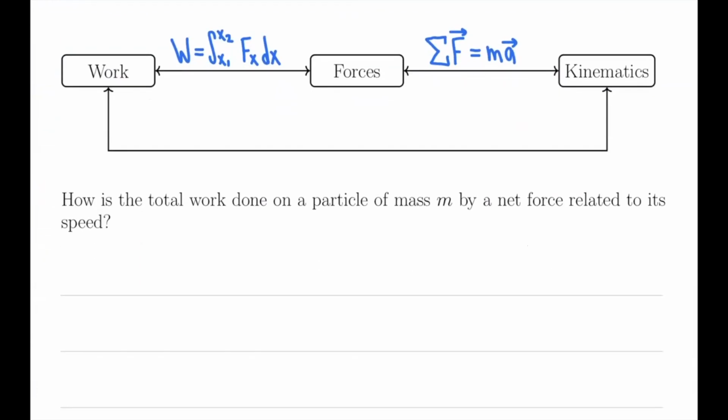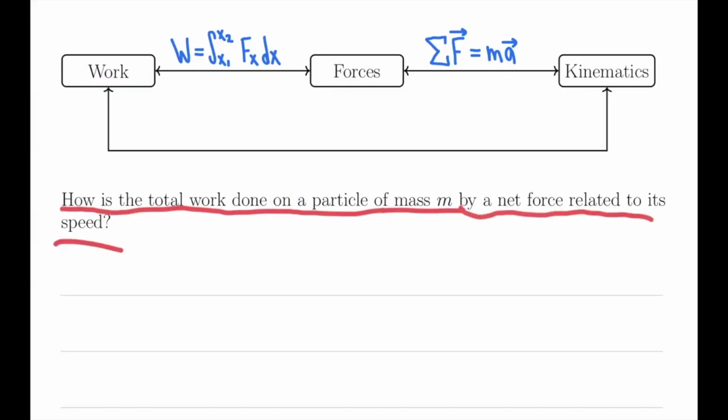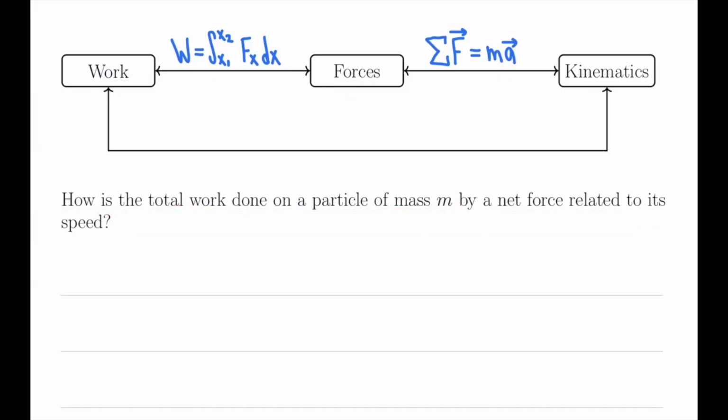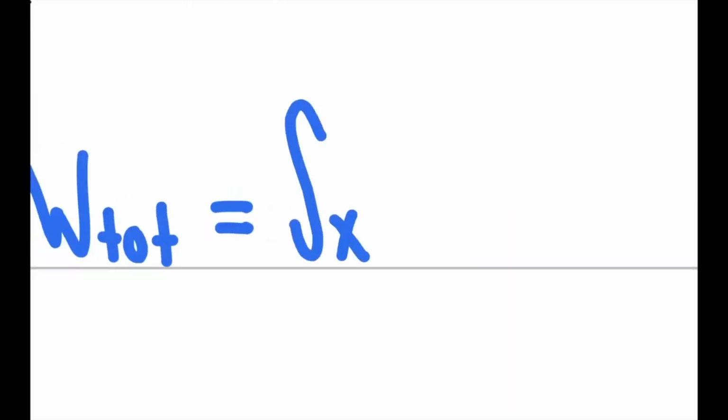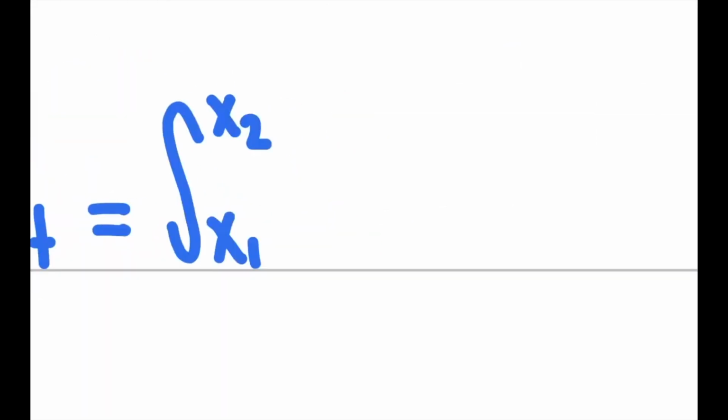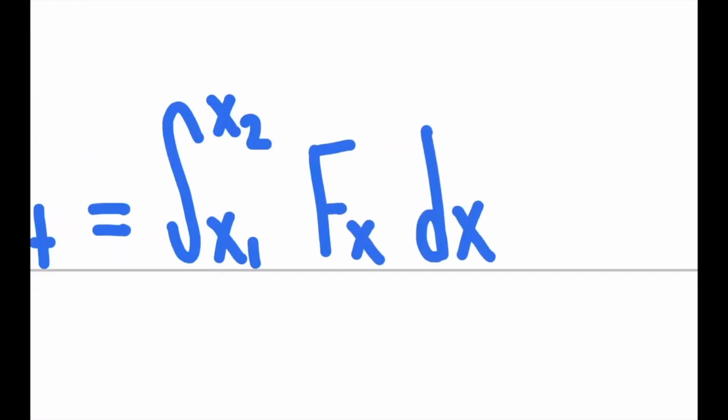The question we're really answering is how is the total work done on a particle of mass m by a net force related to its speed? So we're trying to relate total work done to speed. Let's start with a general equation. Let's assume that the force is variable. The total work done is the integral from x1 to x2 of some net force in the x direction, which we'll call F sub x dx.